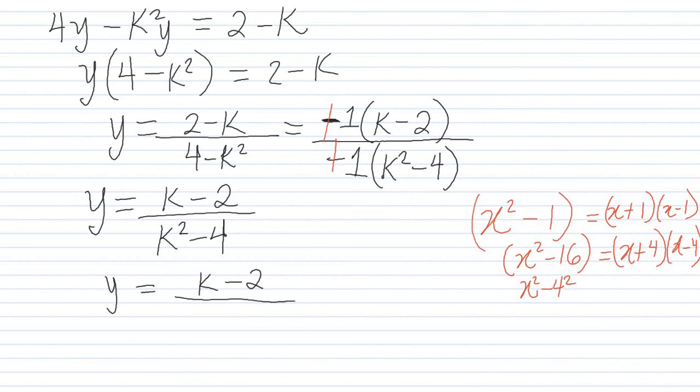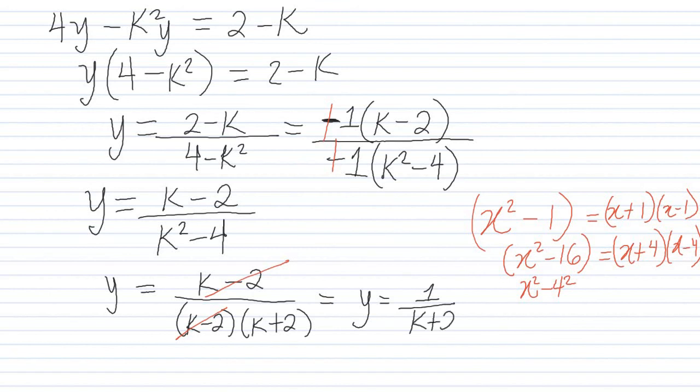We can do something similar here. We have k squared minus 4. K squared minus 4 can easily be changed to (k minus 2) and (k plus 2). You guys can see where this is going, right? So you cancel this one, you cancel this, what you end up with is y equals 1 over k plus 2. That is the answer for y.